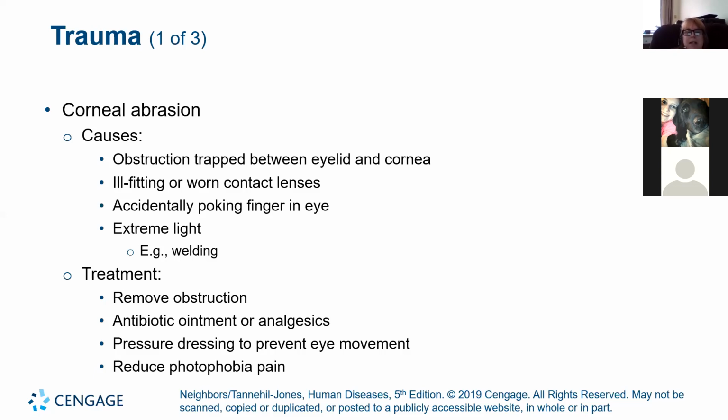The biggest thing is to remove the obstruction, but many times it's so small we can't see it. So that's why when you go to the eye doctor, they can magnify it and get it out. They will usually prescribe an antibiotic ointment and some analgesics. They may apply a pressure dressing to prevent the eye from moving. And when people have a corneal abrasion, again, they are very sensitive to light, so they may also cover the eye to reduce photophobia pain.